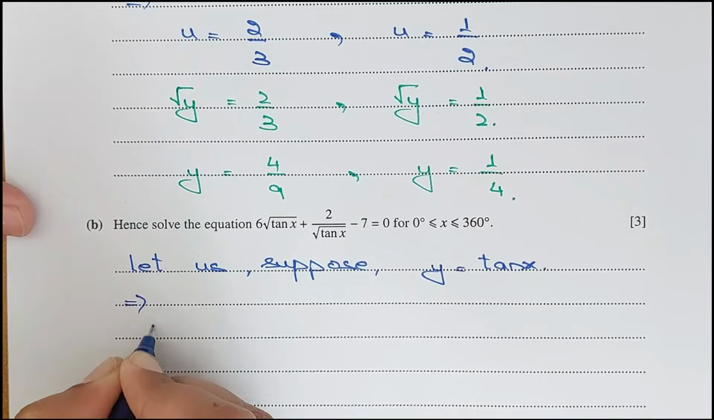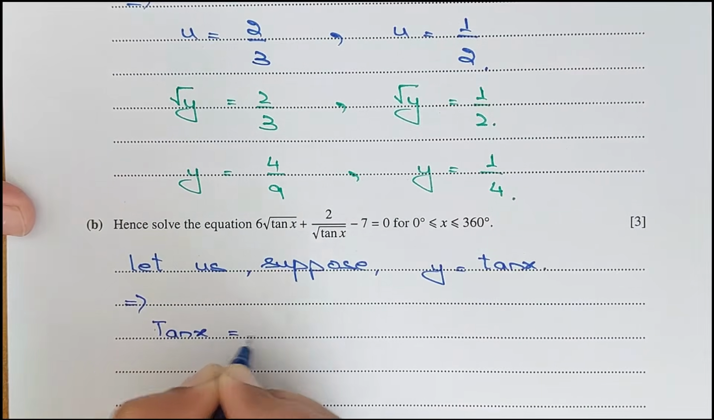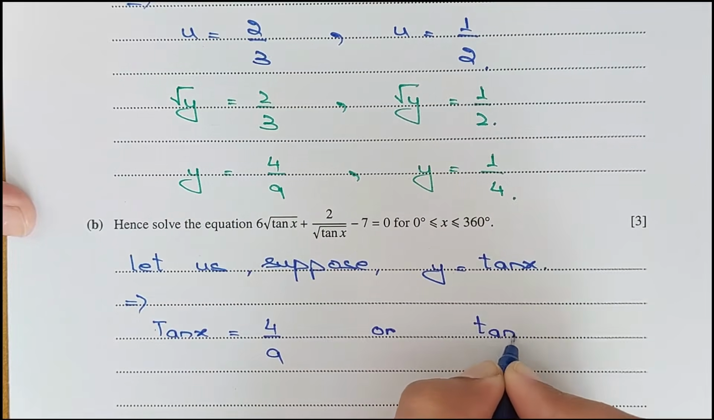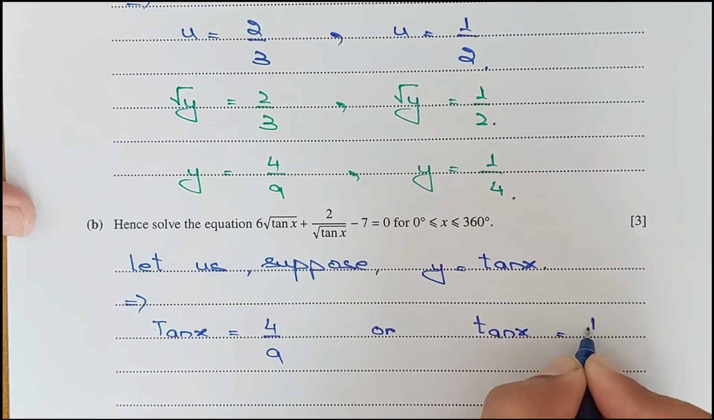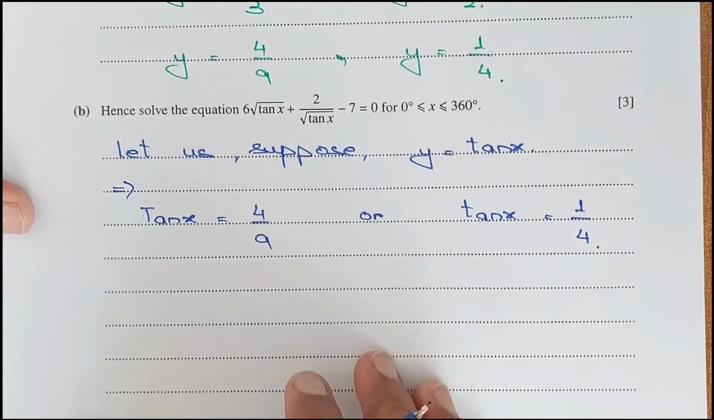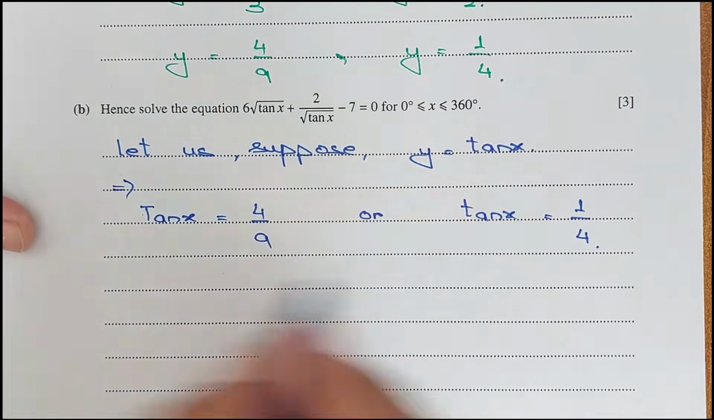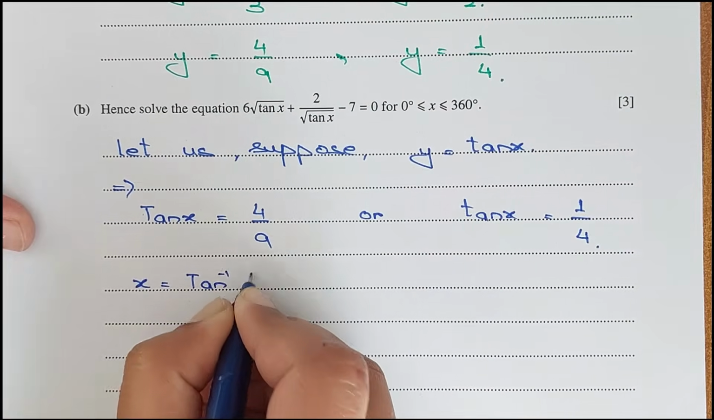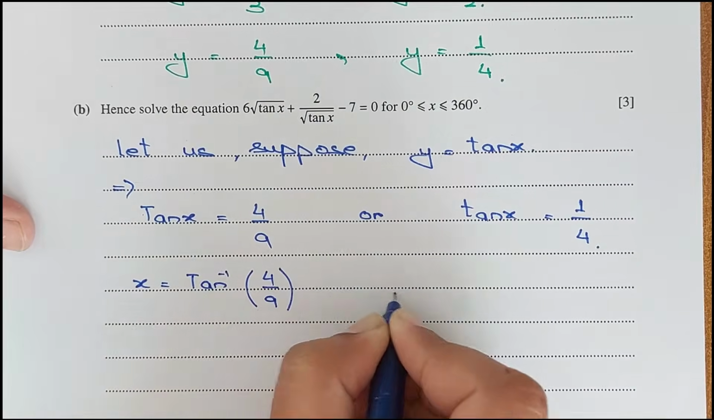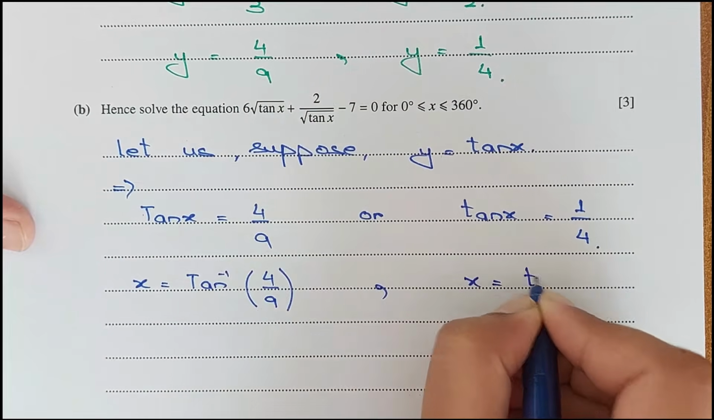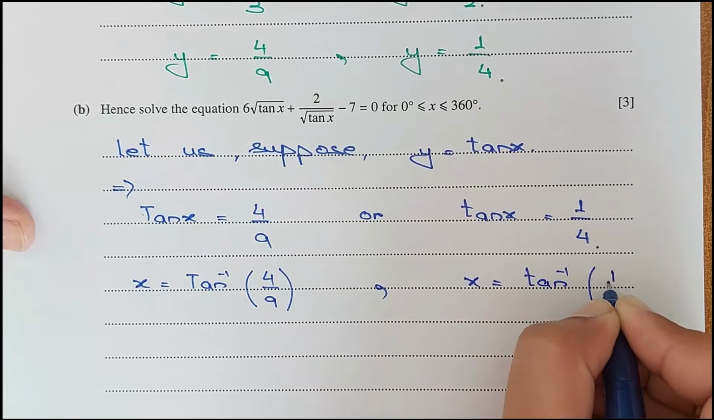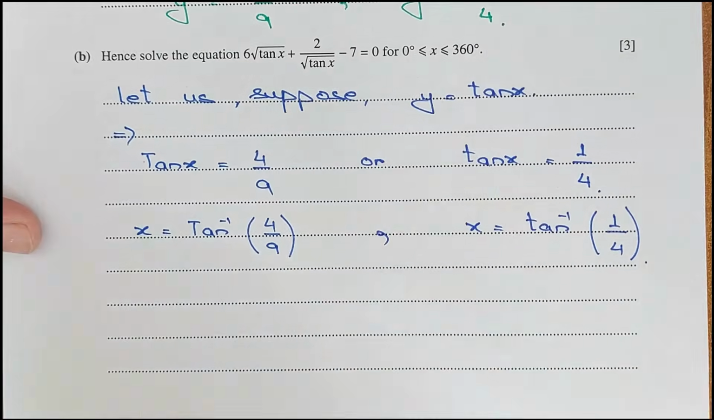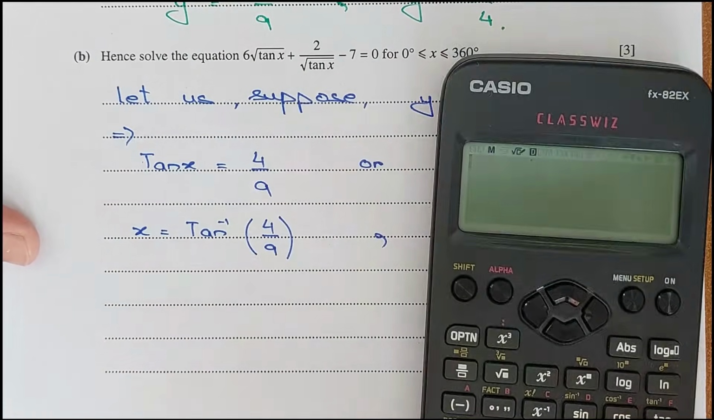So from here we can say tan x is equal to 4 by 9, or tan x is 1 by 4. These are the two solutions we got from part A. Now in both equations tangent is positive, so x is equal to tan inverse of 4 by 9, and x is equal to tan inverse of 1 by 4. We have to do it in degrees since my domain is in degrees. My calculator is in degrees, yes.